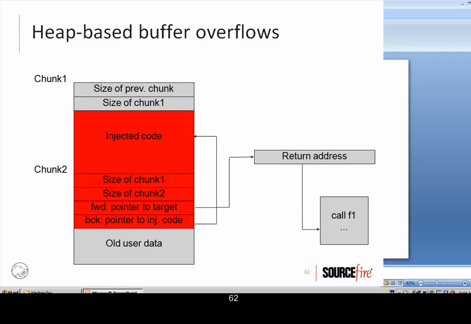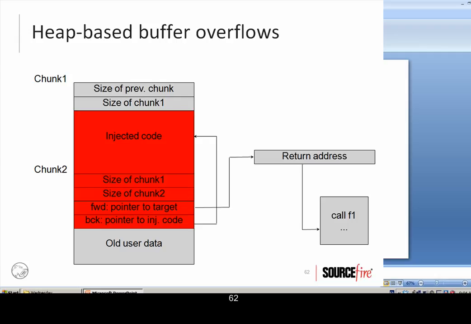It'll matter when we do the heap-based buffer overflow in the hands-on session, since it's very specific what you can enter and what you can't enter there. But for the basic concept, we don't really care about that. So we've overwritten the forward pointer, and we've made the forward pointer point to our return address, and we've made the backward pointer point to our injected code.